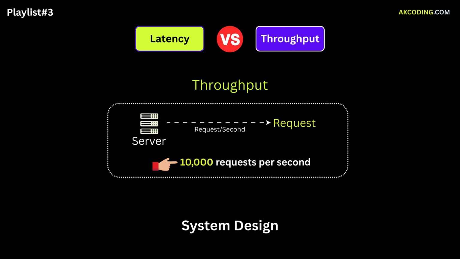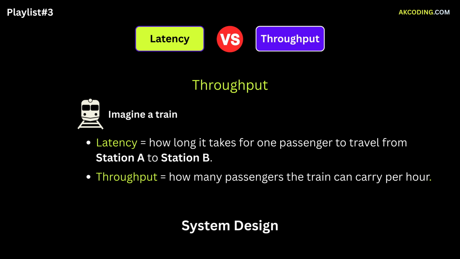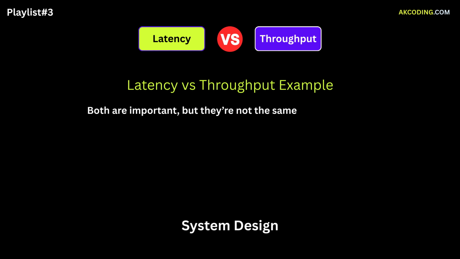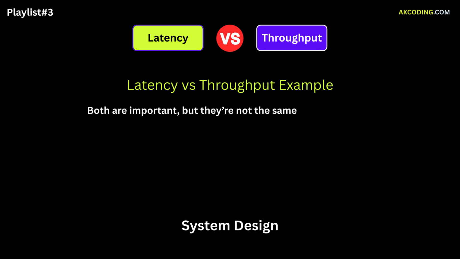Here is a clear example. Imagine a train. Latency is how long it takes for one passenger to travel from station A to station B. Throughput is how many passengers the train can carry per hour. Both are important, but they are not the same.